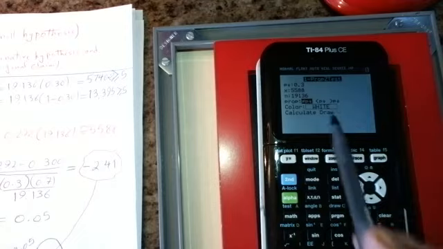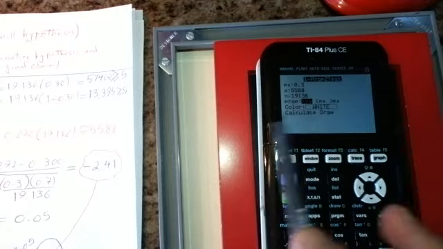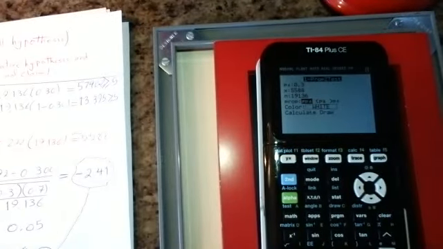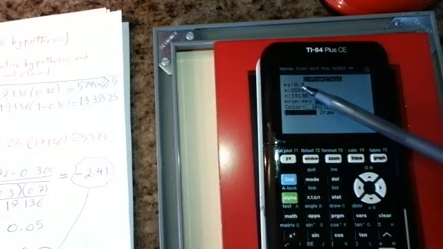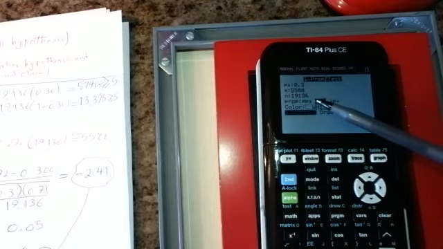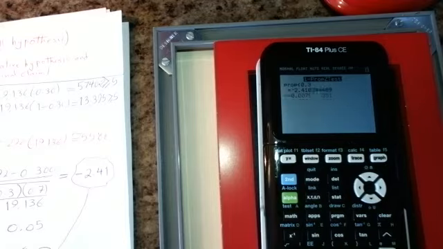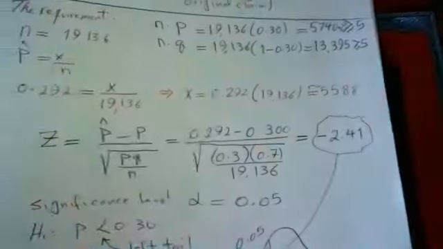Now, H1 is always determined. What was the H1 symbol? H1 is less than, so scroll to the left and enter. So far, capital P is 0.3, X is 5,588, N is 19,136, H1 is less than, so we put that and calculate. It gives you the Z value of minus 2.41. You see that? That verifies these numbers.